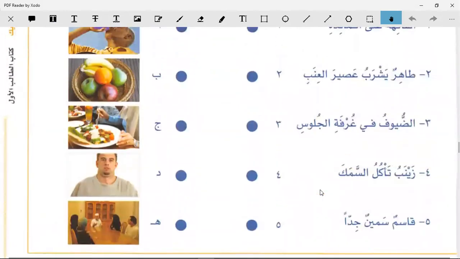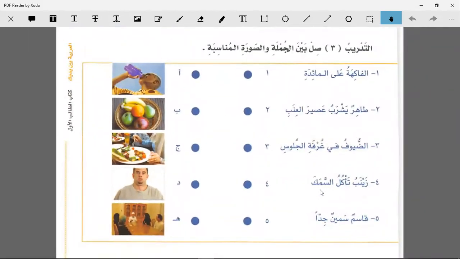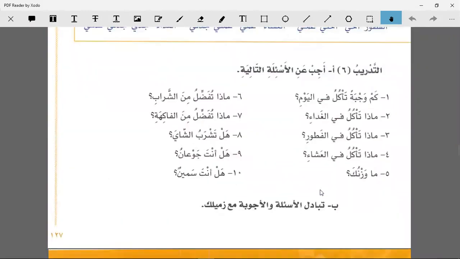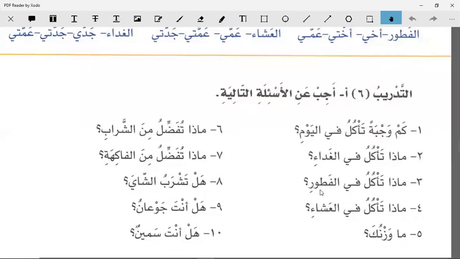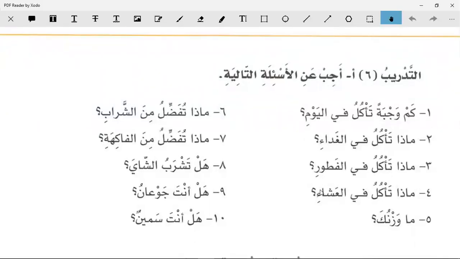Excuse me, sir. Yes. In the previous exercise, do we want to write the questions also? Yes, you will just write the question according to female. Here the question written is kam wajibatan ta'kulu fil yawm. You will not write this in your notebook. You will write kam wajibatan ta'kulina fil yawm. Okay? Then you will answer it according to yourself. The reason why I am asking you to change the question is because these questions are for male and all of you are female. So that's why I want you to change this question, okay?